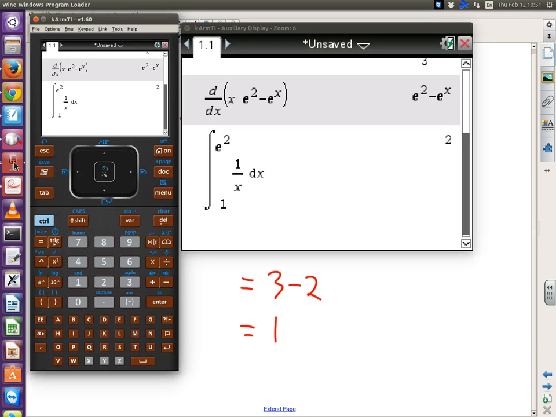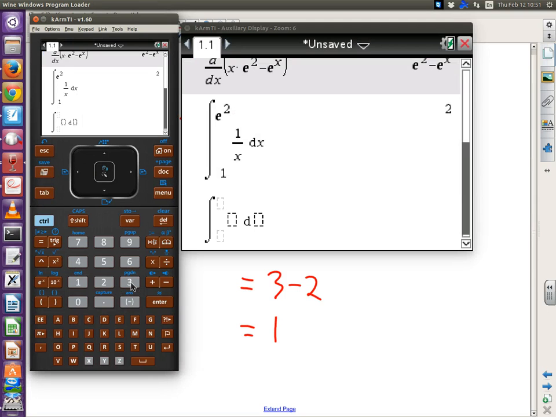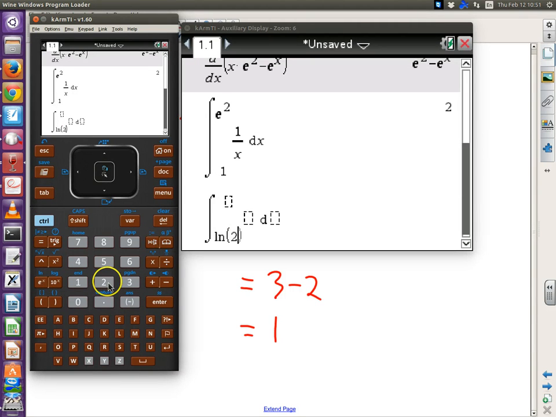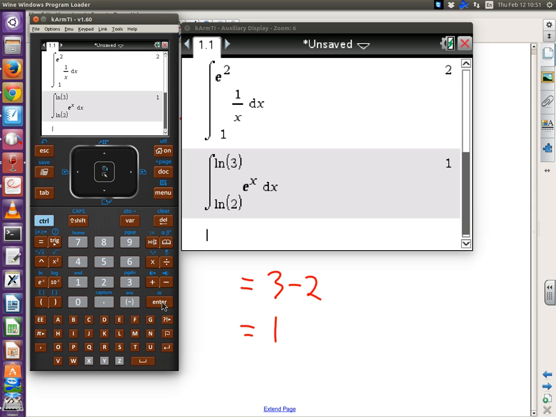Okay, so menu, calculus, integral, and we're going from ln of 2, so second e to the is ln of 2, close it. And then let's go up here to ln of 3, so second e to the is ln of 3, close it. And then it's e to the x with respect to x. And do we get 1? We do. Alrighty, good. Just practicing things up here.